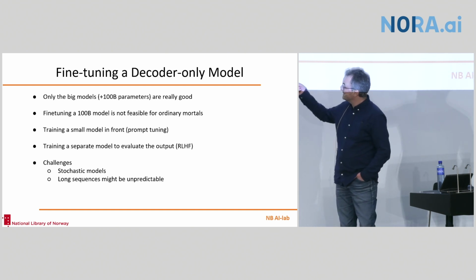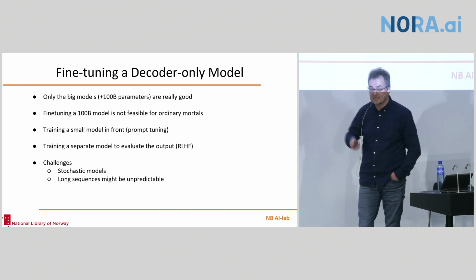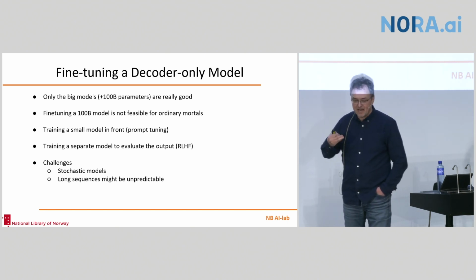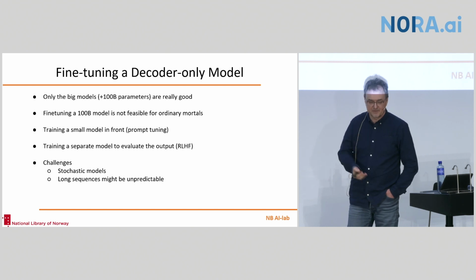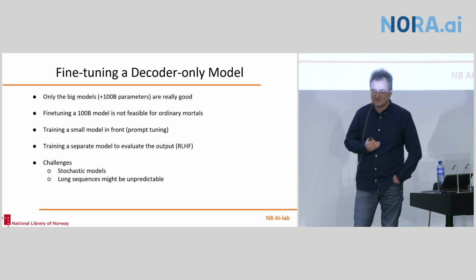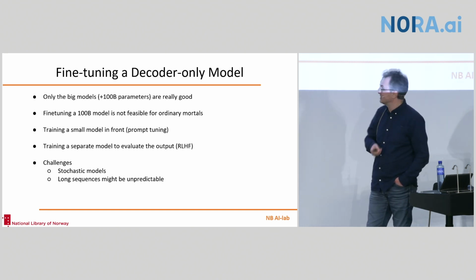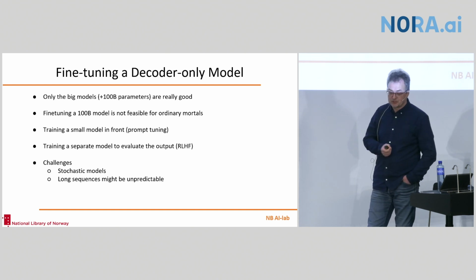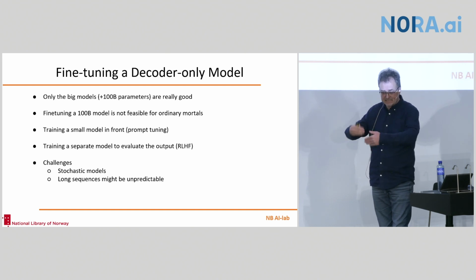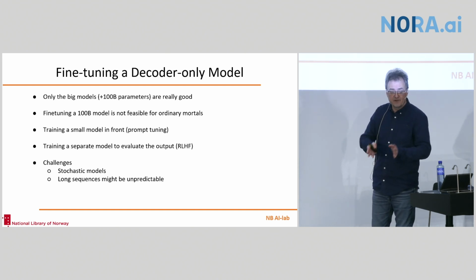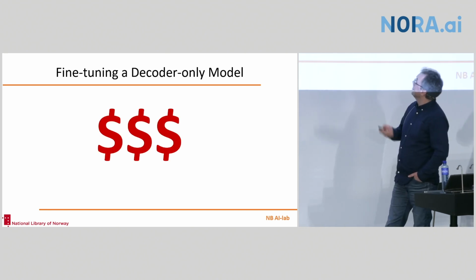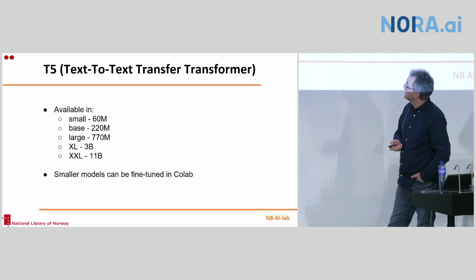You will meet some challenges. One of the challenges is that these are, by default, stochastic models. That means that every time you run them, they will give different output. If you want to put it into production, that might be a challenge. The other challenge is that if you generate long text, since they are generating token by token, they very, very easily diverge. So good if you have the resources for doing it.